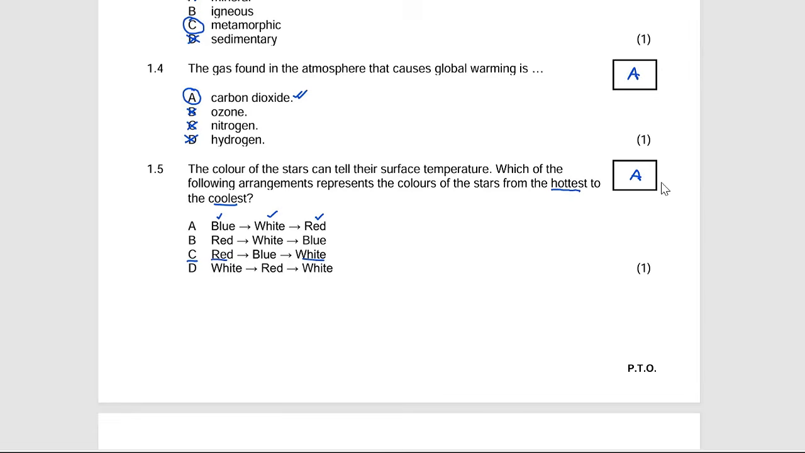So red, blue, and white. Red, white, and blue. Option B. That's where they started from the coolest going to the hottest there. But in terms of option C and D, it was just them shuffling the colors around. So our correct option here is going to be option A. The hottest is blue, followed by white, then the coolest is going to be red there.